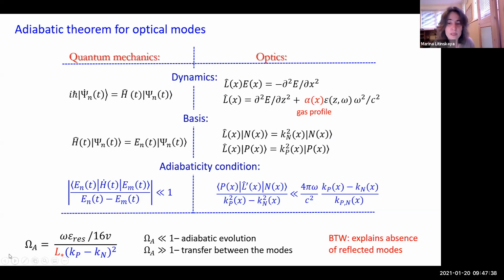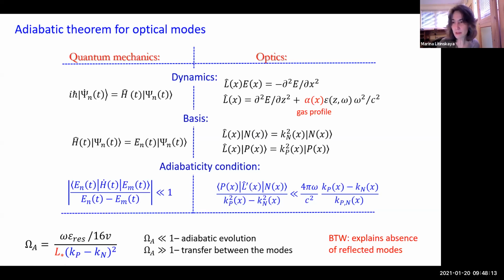Basically we introduced the adiabaticity parameter, which tells you how large or small the region within which the gas cloud develops should be. It depends on the distance between the modes. Again, to get transfer between the modes, this parameter larger than 1 means transfer between the modes, meaning populating the negatively refracting mode that we want. So L star should be relatively small.